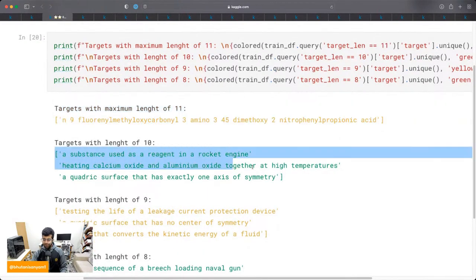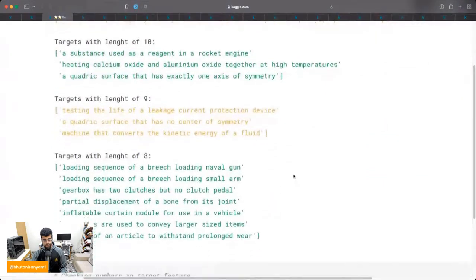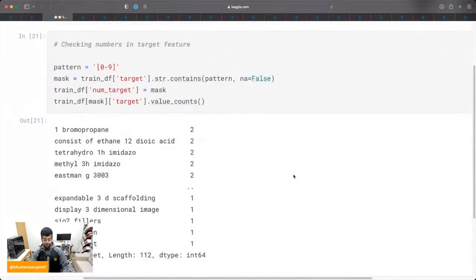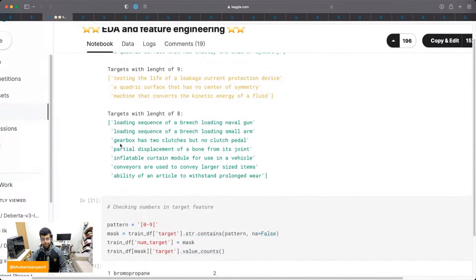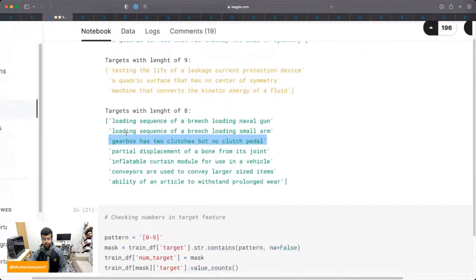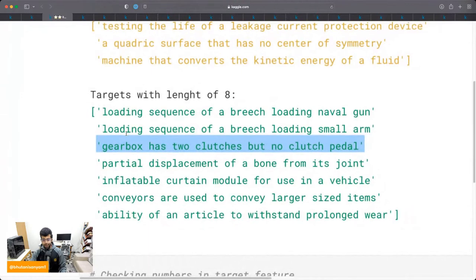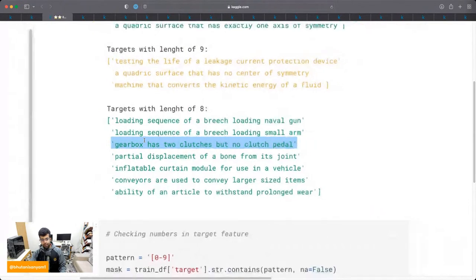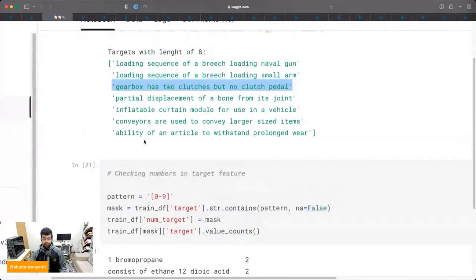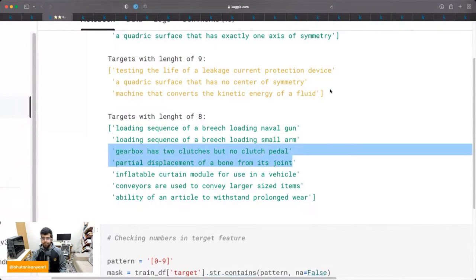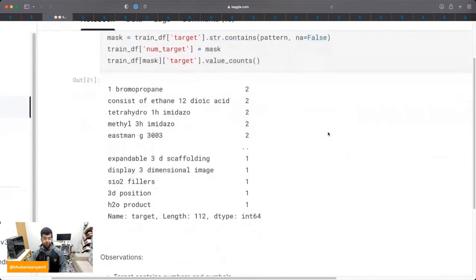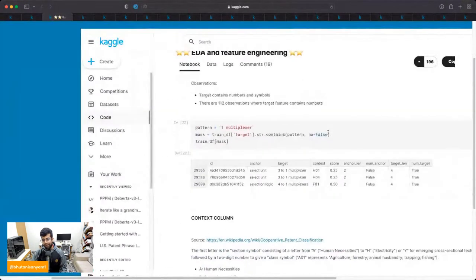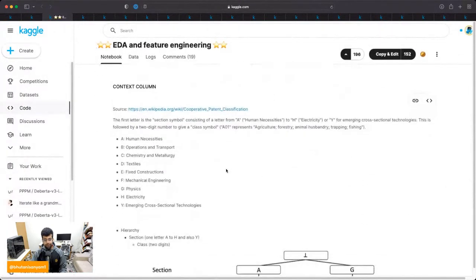This also looks like chemistry, I would say. So I'm just trying to make those predictions myself. And as you can see, I am mildly confused myself. Gearbox has two clutches, but no clutch pedal. I can't imagine a gearbox like this, but this clearly is from something that includes mechanics or machinery. So as you can see, I'm sure about the obvious examples, but for the other ones, it can be confusing. And the goal is again to come up with a neural network or ML-based approach that can effectively come up with a score to predict these.